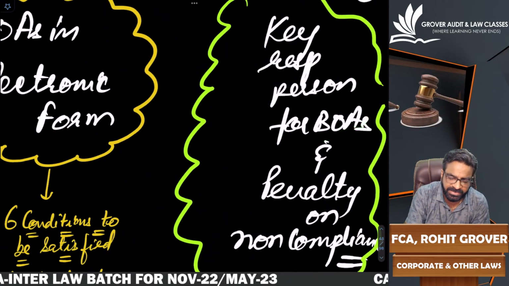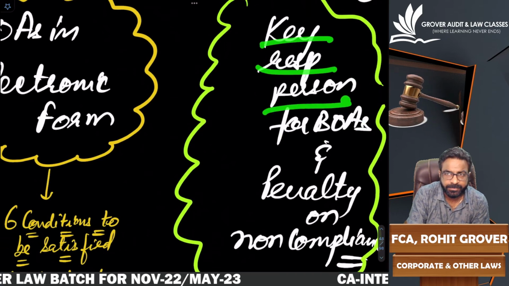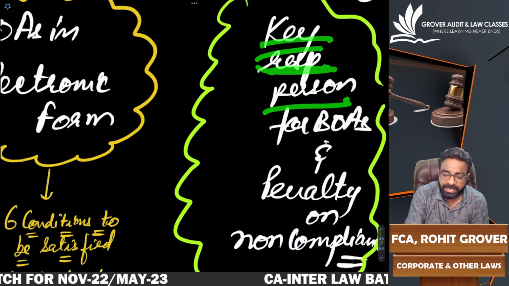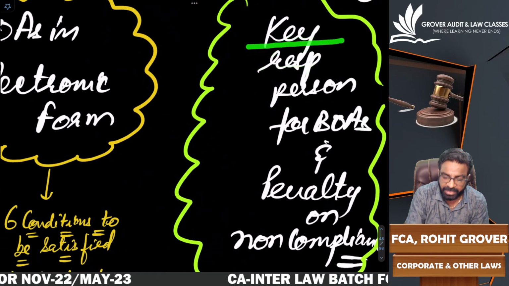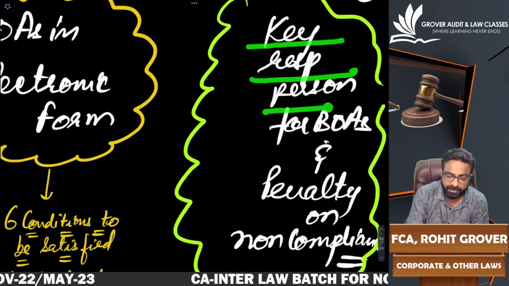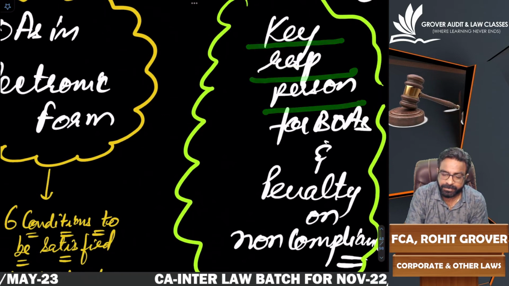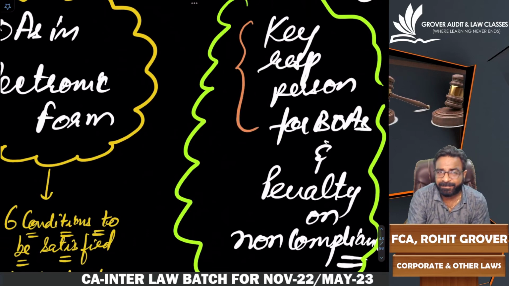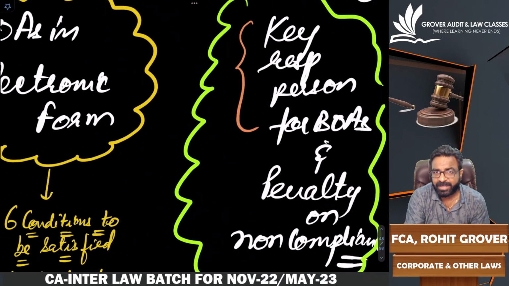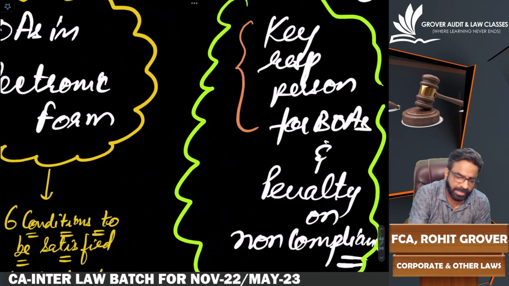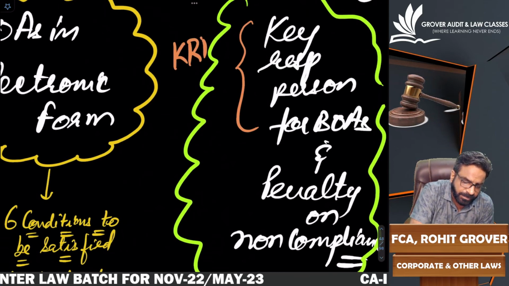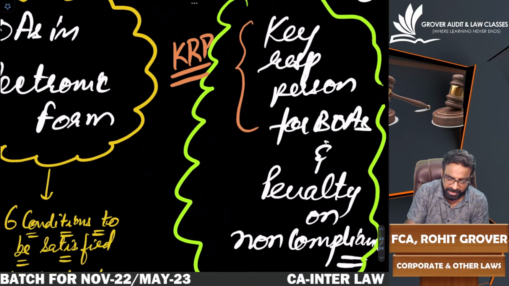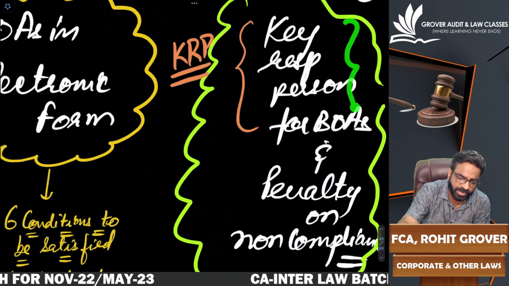So remember again, what does KRP stand for? Key responsible persons. So we call them as what? Like we call KMPs or not? Yes, sir. What is KMP? Key managerial persons. KRP stands for key responsible persons. These are the main people who are responsible for preparing what?